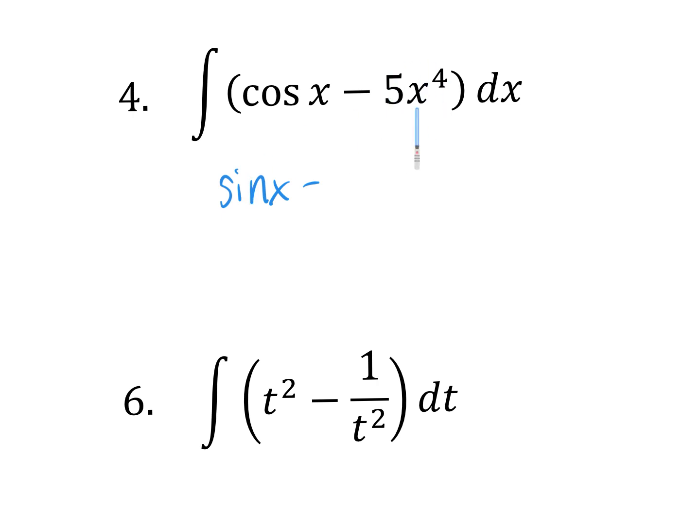Can we do that here? Yes. I've got a -5. Bring that exponent up 1. x to the 5th. Divide by my new exponent. What's my answer going to be? Sine of x minus x to the 5th plus C.